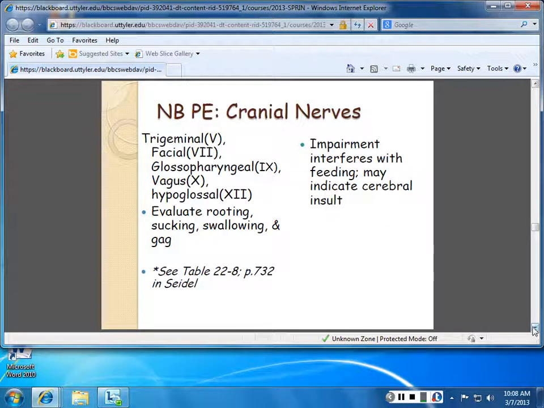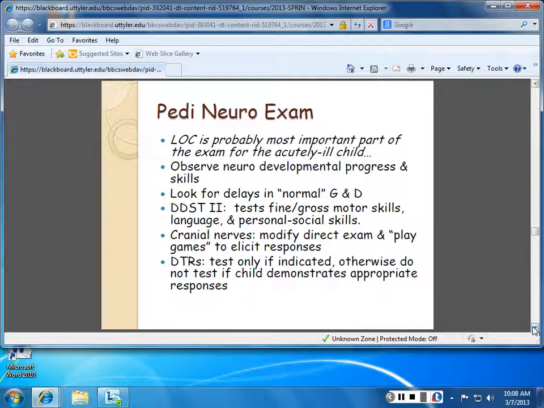Facial nerve problems, evaluate rooting, sucking, swallowing, and gag. I do not usually evaluate a gag reflex unless it's a baby that's been extremely hypoxic and other reflexes are down. Okay? Because if they have a good root, suck, and swallow, they've got a good gag.